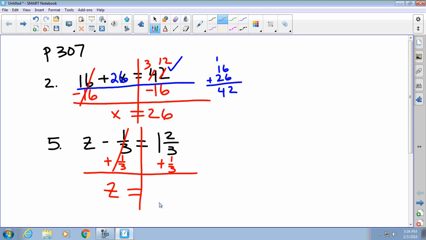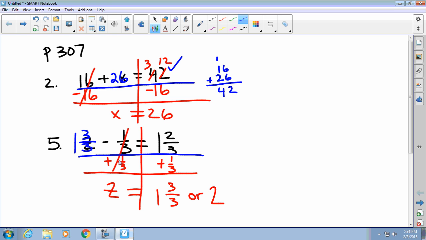1/3 plus 2/3 gives me 3/3. I end up with 1 and 3/3. z equals 1 and 3/3. Now, the proper way of saying that improper fraction would be 2. Now, when we check our work, it's kind of nice to go back and actually use 1 and 3/3, because this will actually make the problem that much easier.